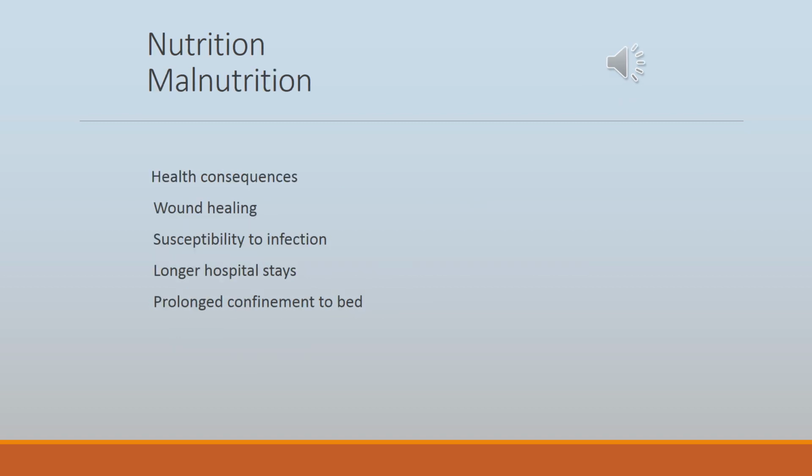In nutrition, the exemplar malnutrition is a concern. There are health consequences that are associated with malnutrition: impaired wound healing, susceptibility to infection, longer hospital stays, and prolonged confinement to bed. There are certain signs and symptoms that suggest possible nutritional deficiency, such as muscle wasting, poor skin integrity, loss of subcutaneous tissue, and obesity. These are easy to note because they are specific. Other physical signs may be subtle and must be carefully assessed.